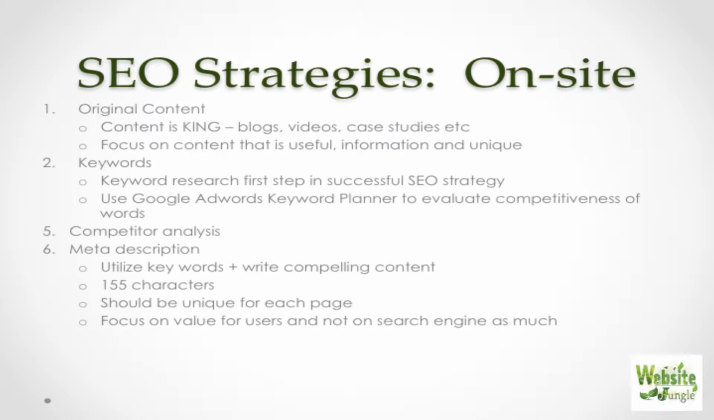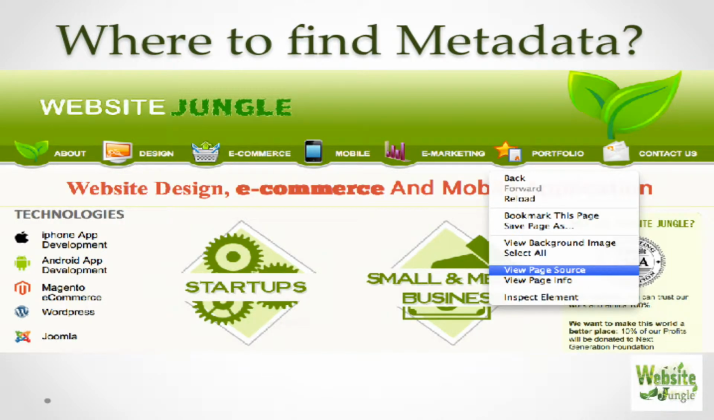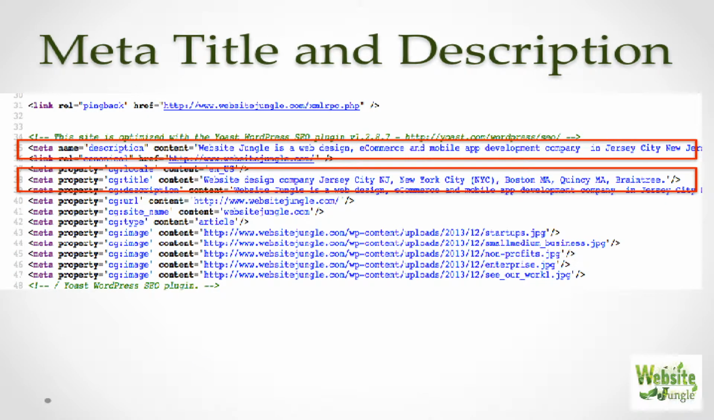And how do you find out what the meta title is in the stuff that I'm talking about? What you could simply do is go to any website, right, and do a right click on their homepage or whichever web page you're looking at and do a view source. That will take you to the HTML section of the website. I did just an example for Website Jungle. So here you see meta name is equal to description. So that's the title.